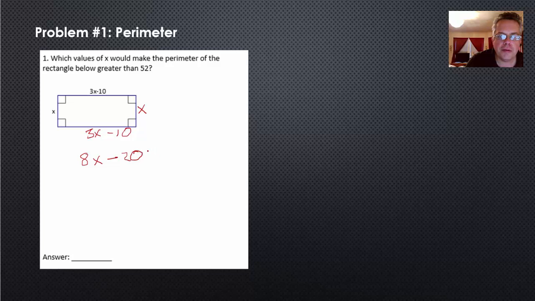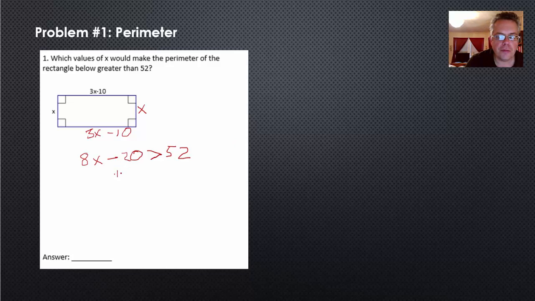And we want it to be greater than 52 in this problem. So that's the inequality we get. And now we have to solve it. Our answer should be an inequality. It's not just one value. This is not an equation. We want all the values of x that would make it greater than 52.